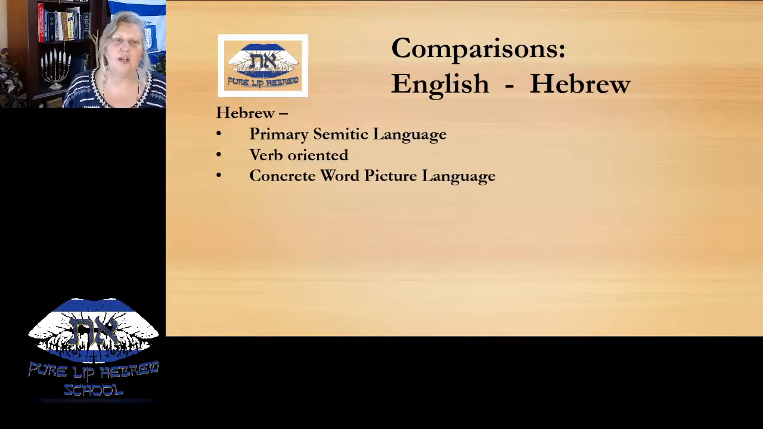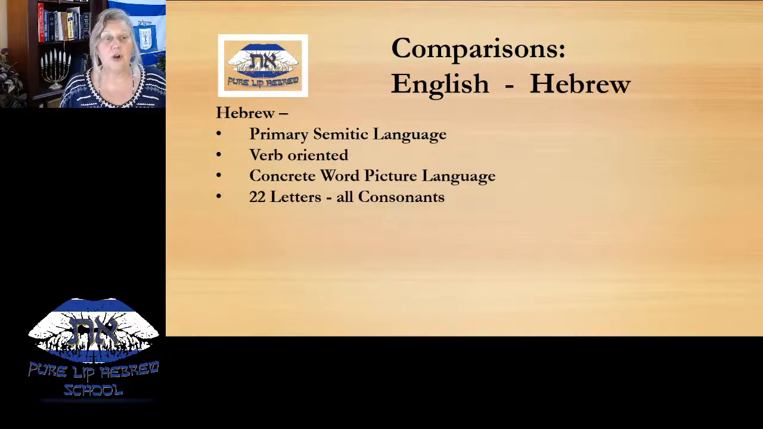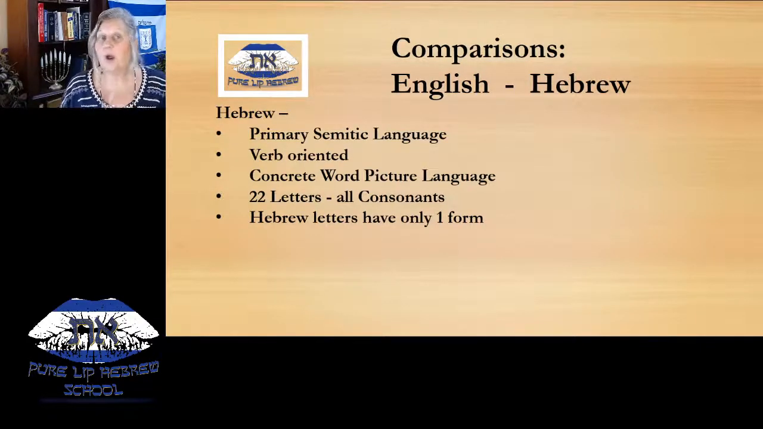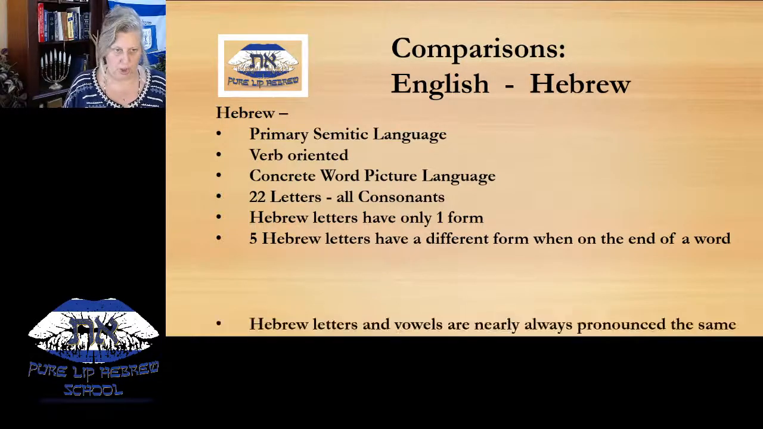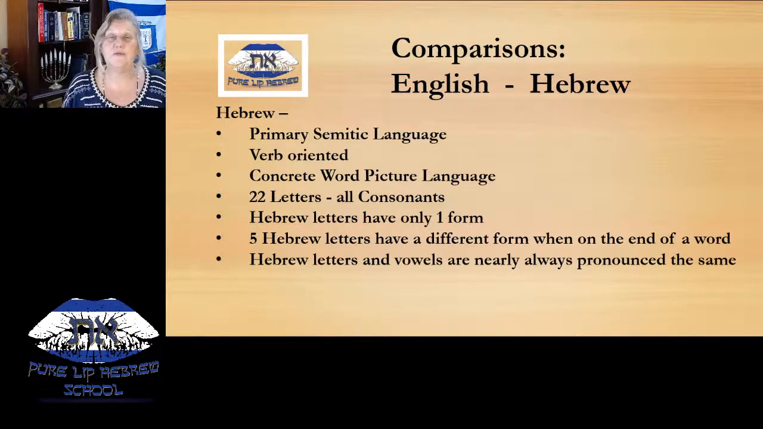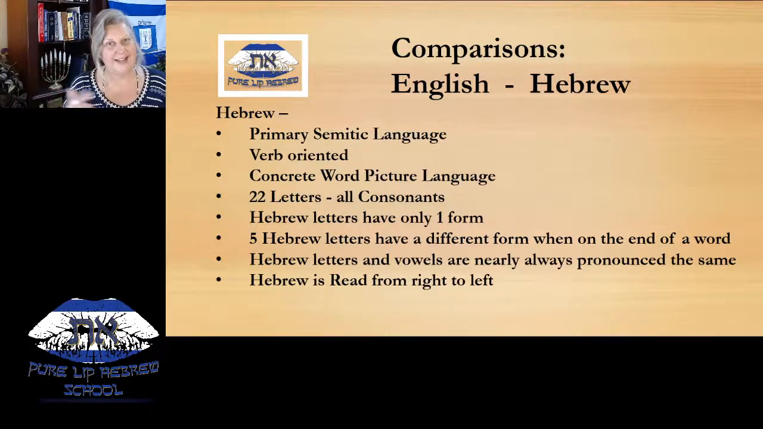Hebrew is a concrete word picture language, and as we progress, you're going to see what that really means. There are 22 letters, and they're all consonants. Hebrew letters have only one form. Now, there are 5 Hebrew letters that have a slightly different form when they're on the end of a word. Hebrew letters and vowels are nearly always, let me say that again, nearly always pronounced the same, which is good news. Hebrew is read from right to left.